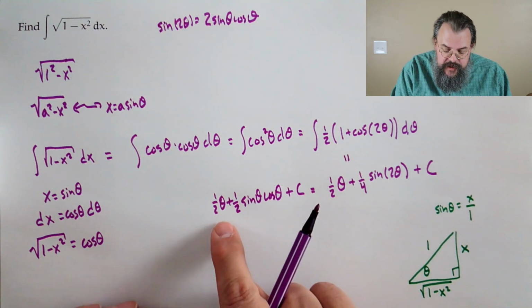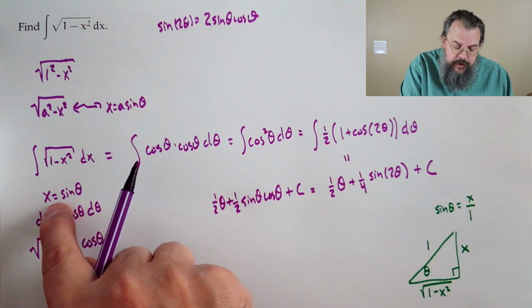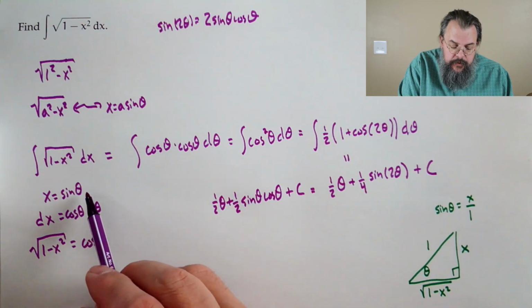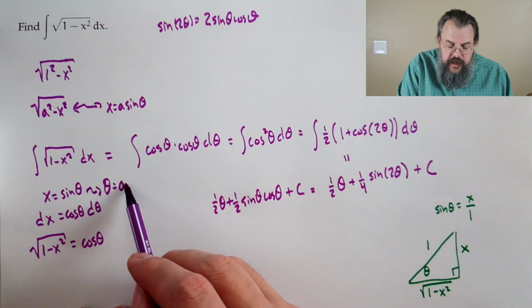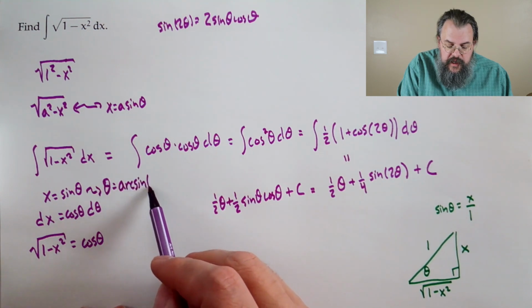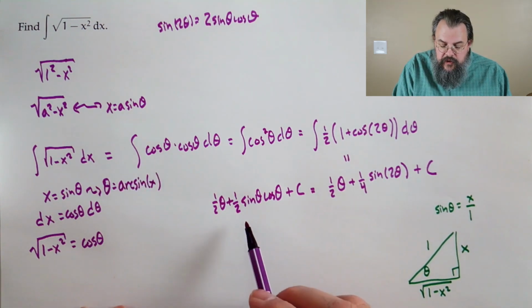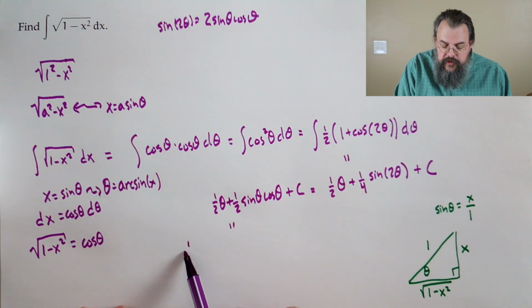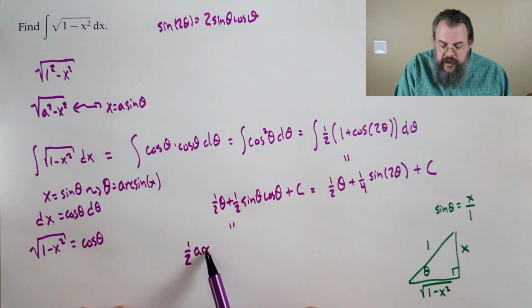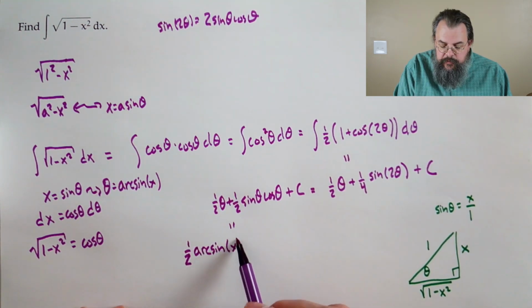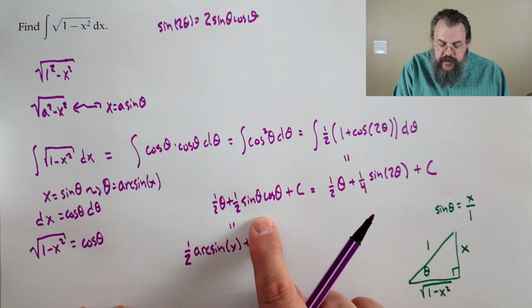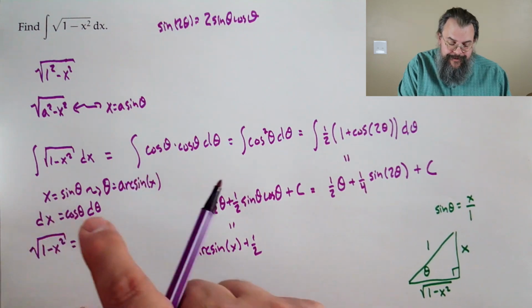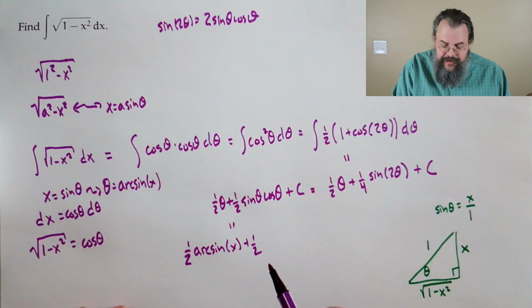So we can say, well, what is theta? Well, if x equals sine theta, then we can also say theta is the arcsine, or the inverse sine of x. So we get 1/2 arcsine of x plus a half. Now, sine of theta, x, right? It's right there. Sine of theta equals x.